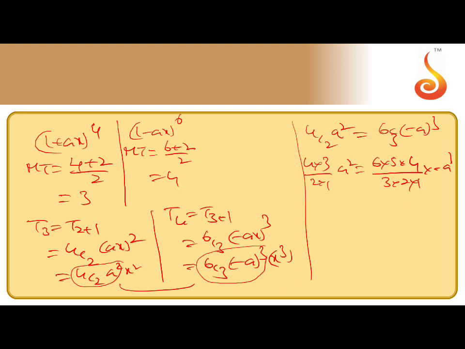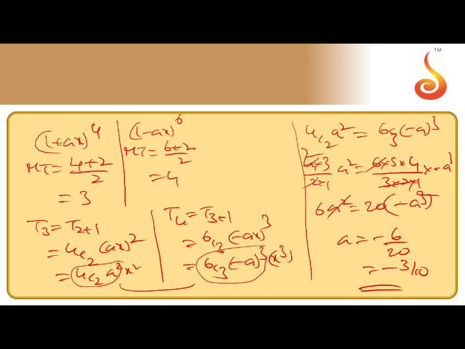Here the 2 ones and 2 twos cancel, and 3 and 6 cancel. So 6a^2 equals 20(−a)^3. Here one a also cancels, so a equals −6/20, which is −3/10. The value of a is −3/10. I hope you understand this one.